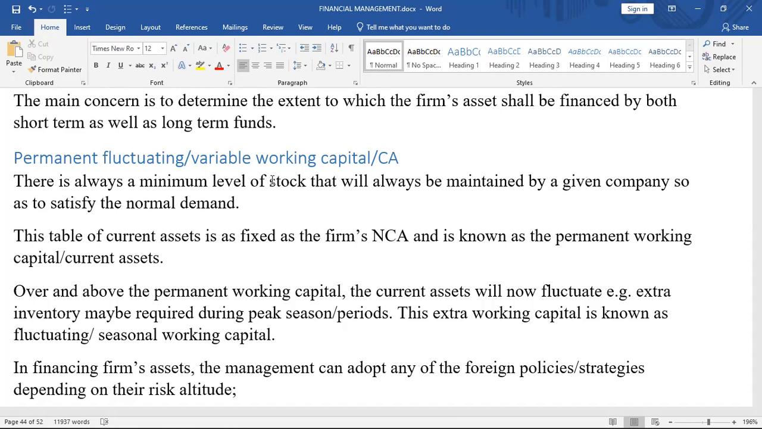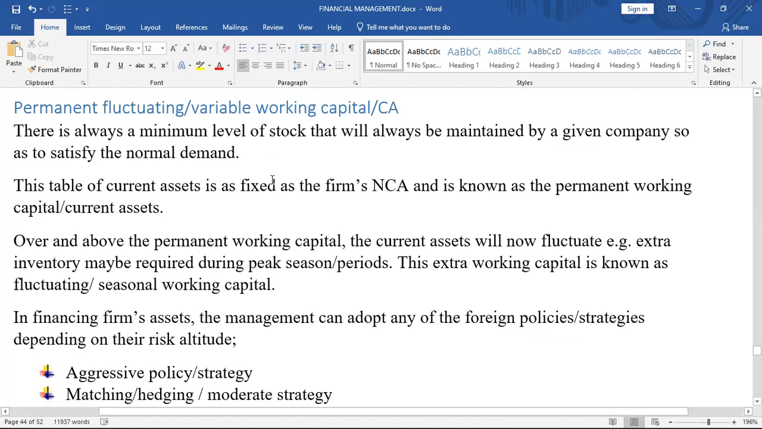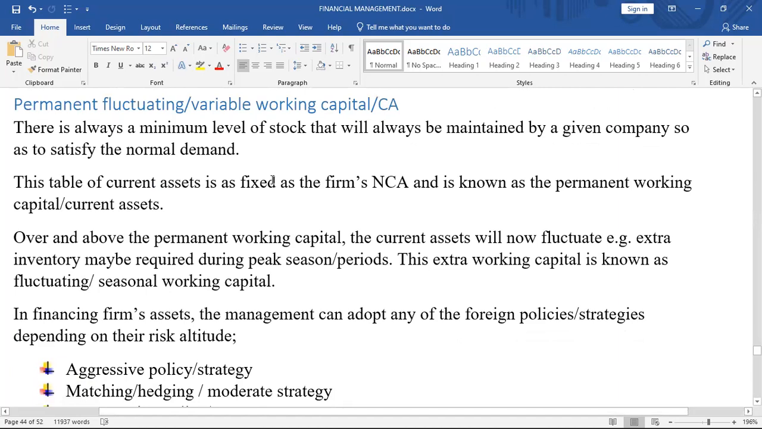Over and above the permanent working capital, the current assets will fluctuate. For example, extra inventory may be required during the peak season stock periods. This extra working capital is known as the fluctuating or seasonal working capital.